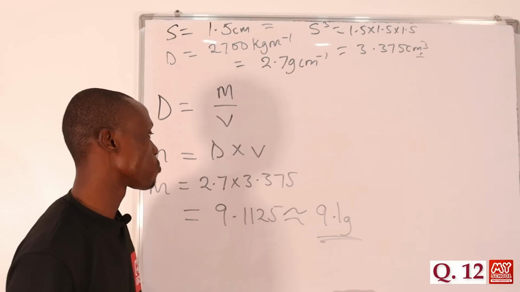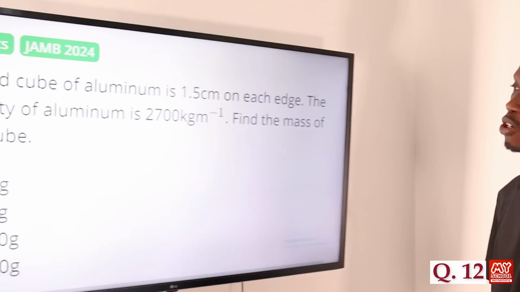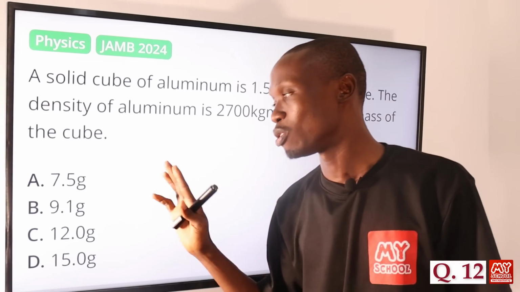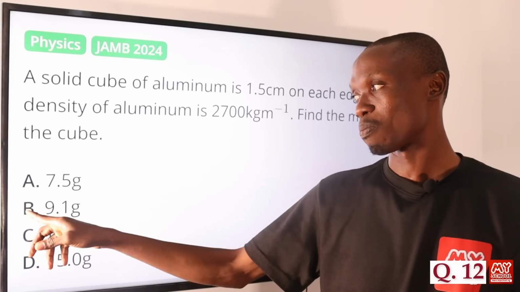So let's move over to the screen to pick the correct answer to this question. The mass of the aluminium cube is equal to 9.1 grams. So that makes option B the correct answer to this question.